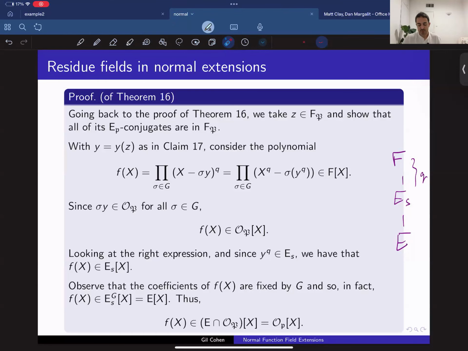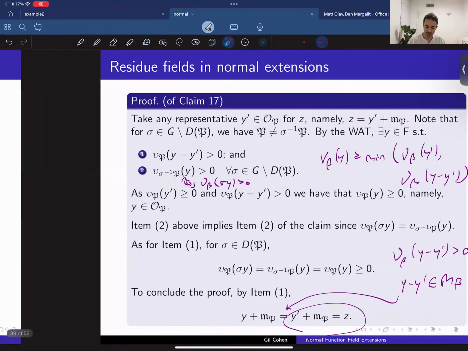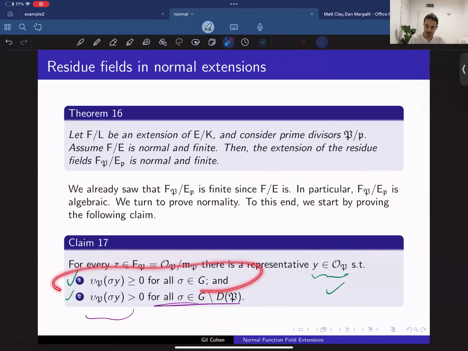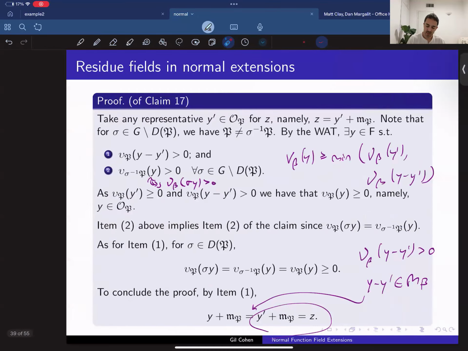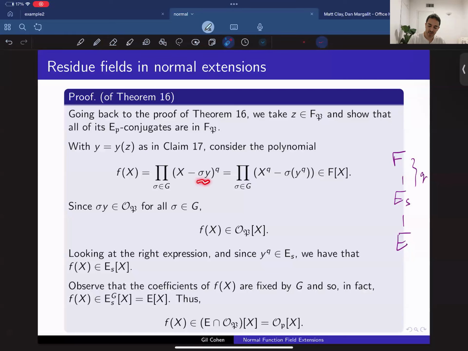But in fact, if you think about it for a second, you can say something stronger, because you know that y is in OP. That's how you chose y initially even. But you know that actually sigma y is in OP for every sigma in G. That's claim 17, item 1 in claim 17. It tells you that sigma y is in OP. This is stated here in terms of valuation, but sigma y is in OP for every sigma in G. So this is not just an element in F, it's actually an element in OP, or capital P, and that's a ring.